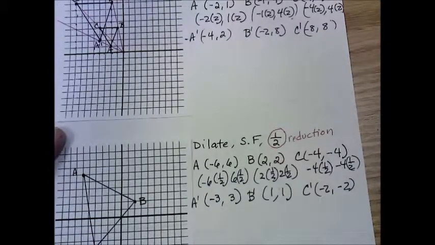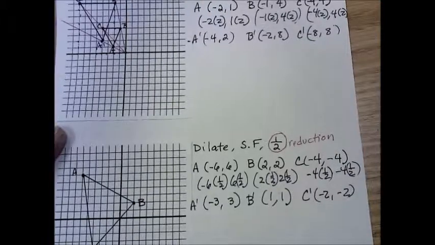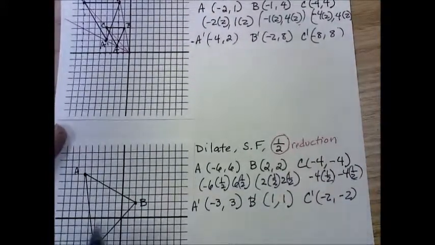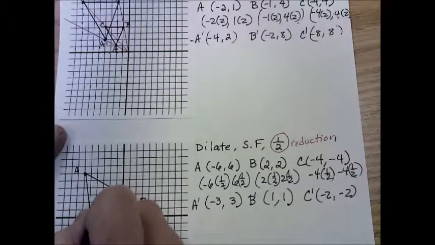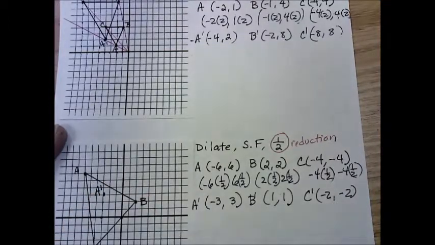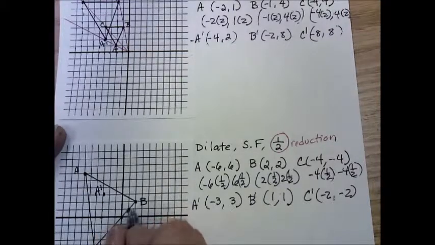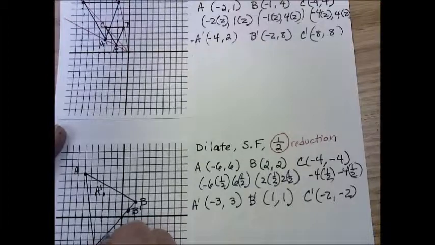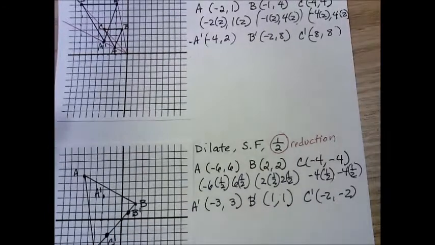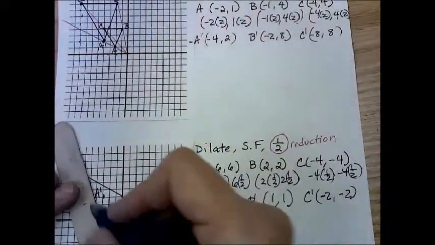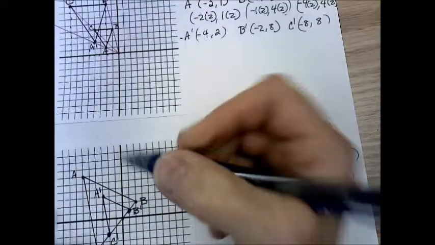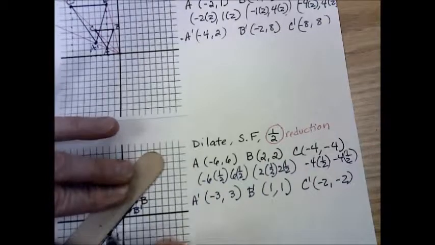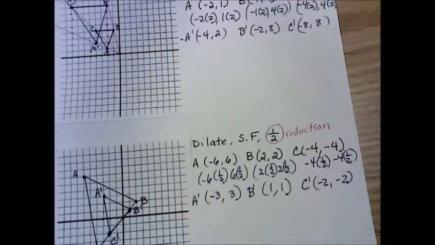So let's go ahead and graph those. So A prime we now have at -3, +3. So 1, 2, 3, and then 1, 2, 3. So there's your new A. B is at 1, 1. There's your B. And C prime, -2, -2. There's C prime. And we'll go ahead and connect those vertices. And that looks like it's all in the same location.